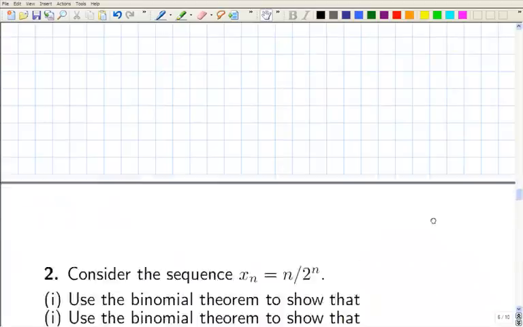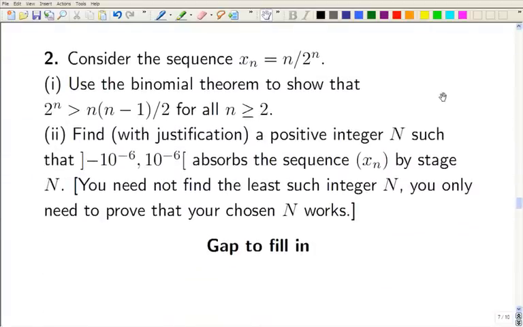So moving on to question 2. We've got this particular sequence, n over 2 to the n, and we're supposed to use the binomial theorem to show that 2 to the n is strictly greater than, this is just n choose 2 here.